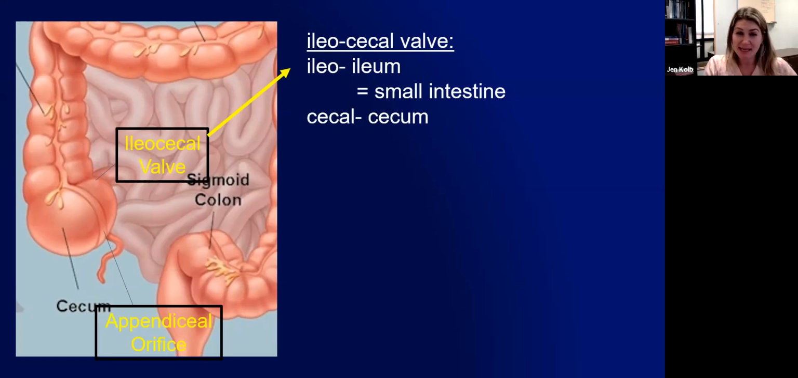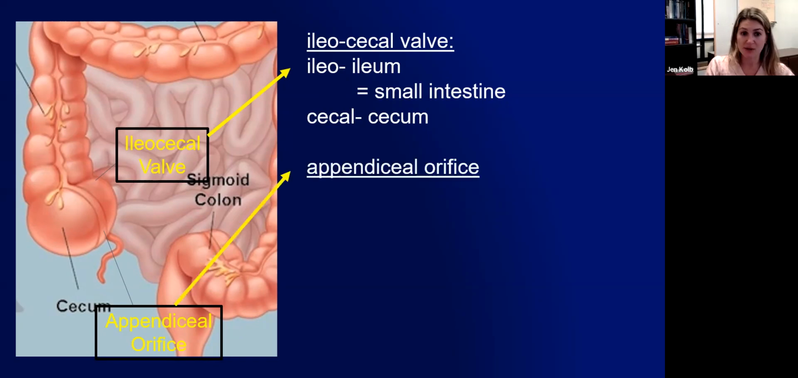Somebody might not say, I reached the cecum, but they may say, oh, I made it through the ileocecal valve, or, oh, I made it into the terminal ileum. So that means it was a complete procedure.